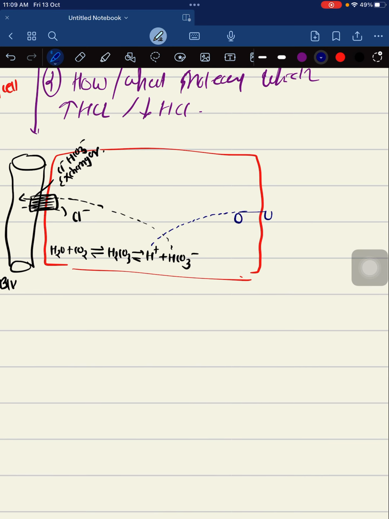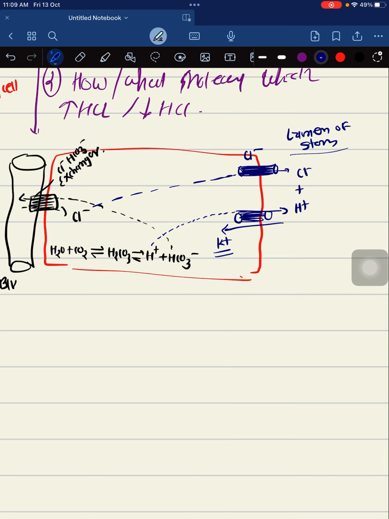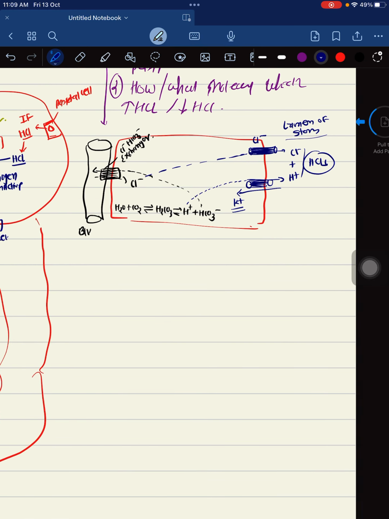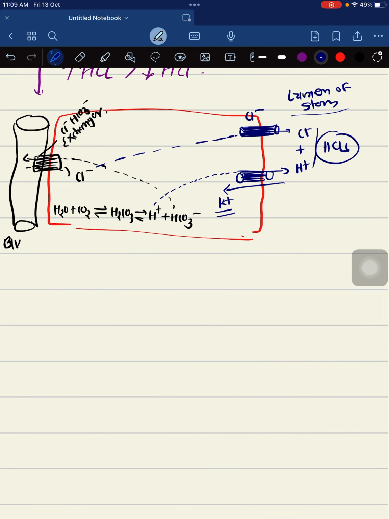Okay, then this H plus is exchanged, this is the lumen of the stomach, exchanged by potassium. So this H plus comes out, and we have here a chloride channel. Chloride will directly go, and they both make the HCl. Okay, this is how it happens.